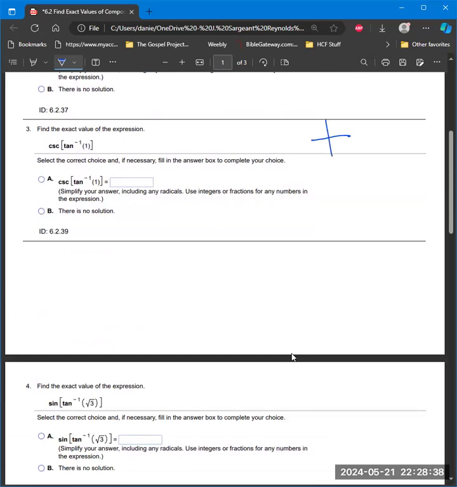Let's draw this here and say arctangent of 1, like that. And that side is going to be 2. Cosecant is going to be hypotenuse over opposite. It's going to be √2.